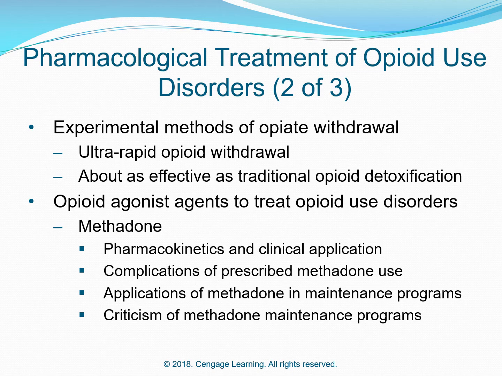Pharmacological treatment of opioid use disorders, 2 of 3. Experimental methods of opioid withdrawal: ultra-rapid opioid withdrawal, about as effective as traditional opioid detoxification. Opioid agonist agents to treat opioid use disorders: methadone. Some information about that underneath.